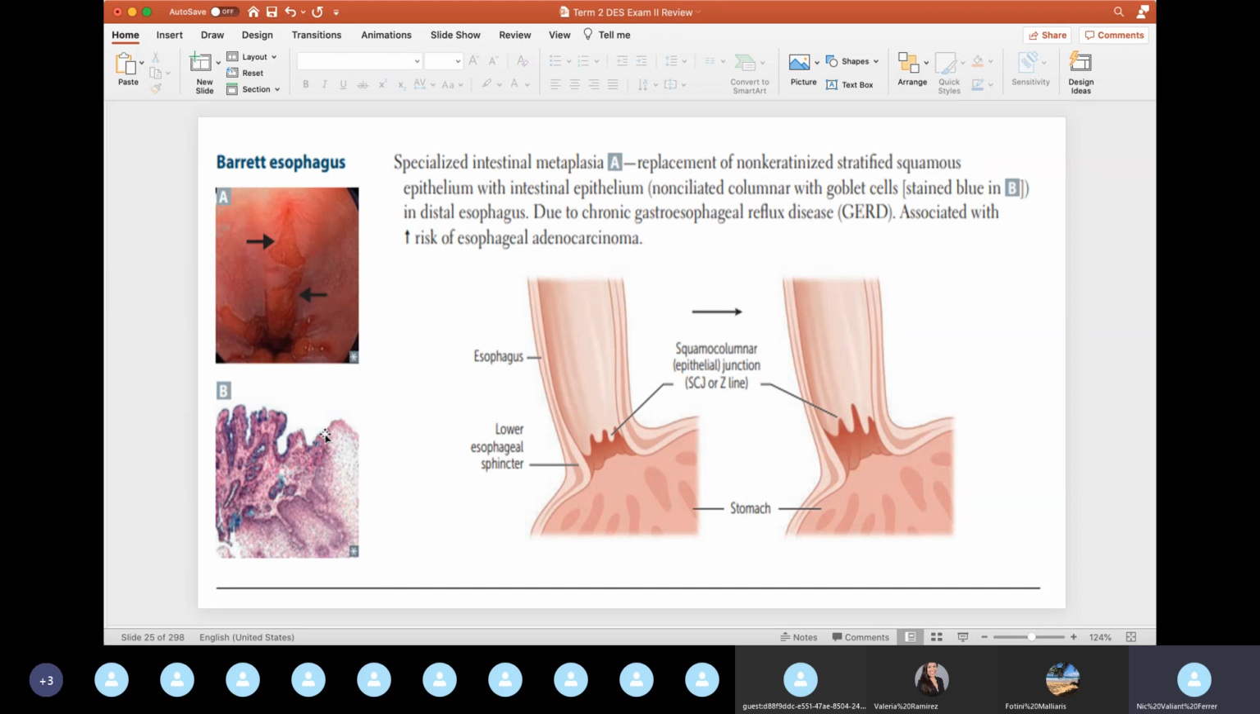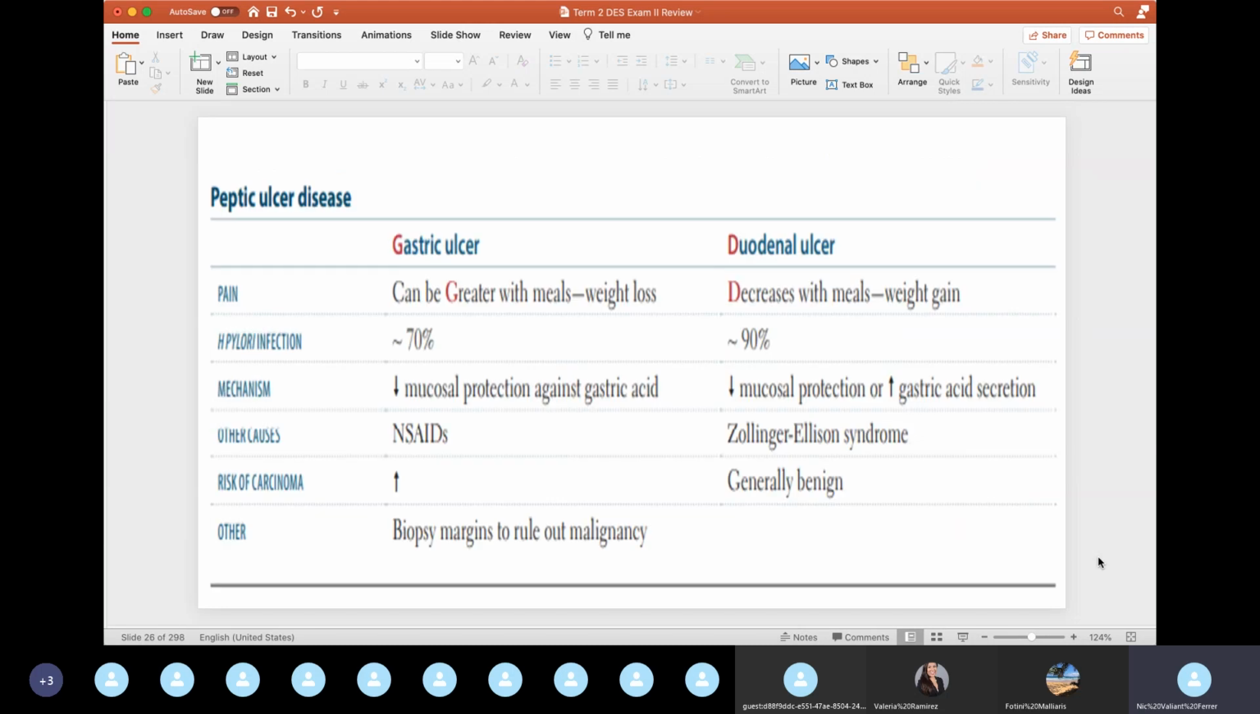You can have intestinal metaplasia that is changing the normal tissue of your esophagus, which is non-keratinized stratified squamous epithelium. So you can see here intestinal metaplasia on the upper left part. Look at this one here. See that? That's your intestinal metaplasia. Most of that is non-keratinized stratified squamous epithelium. So what if I have Barrett's esophagus? It increases your risk of esophageal adenocarcinoma.